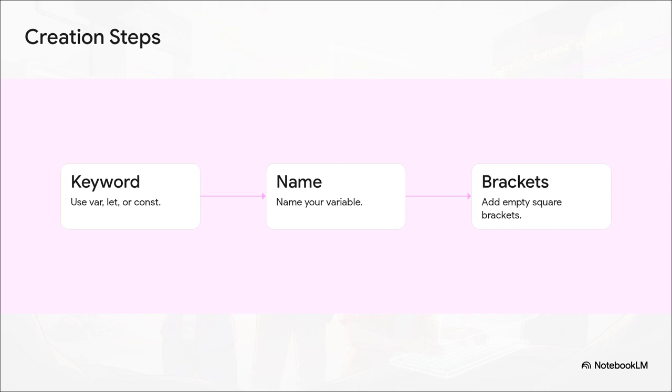Now, a quick pro tip for you here. While older code uses var, modern ES6 JavaScript developers pretty much always prefer using let or const for better scope management. But honestly, regardless of the keyword, the structure is exactly the same.